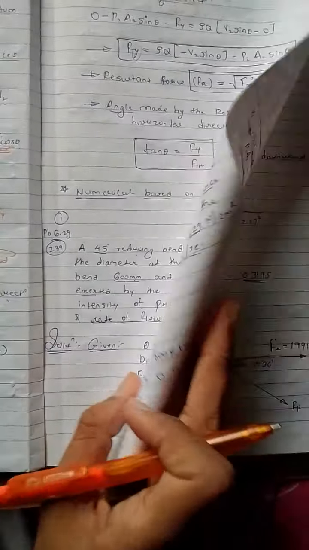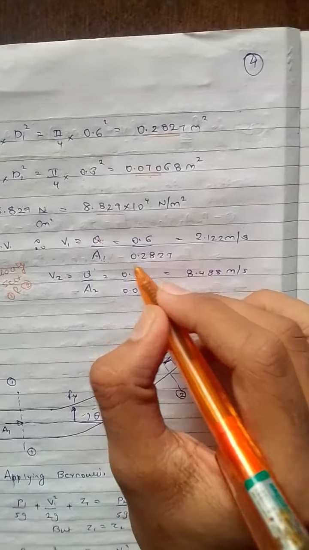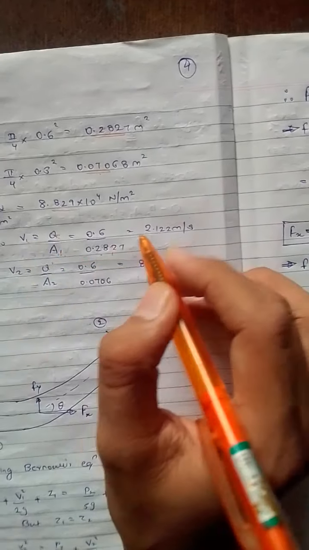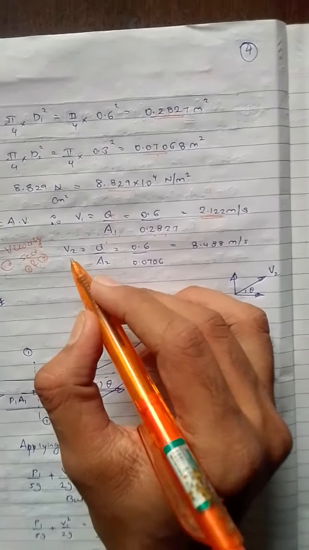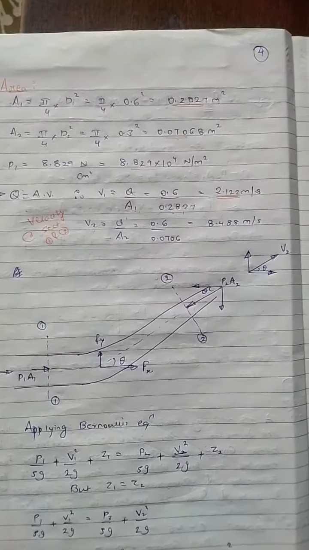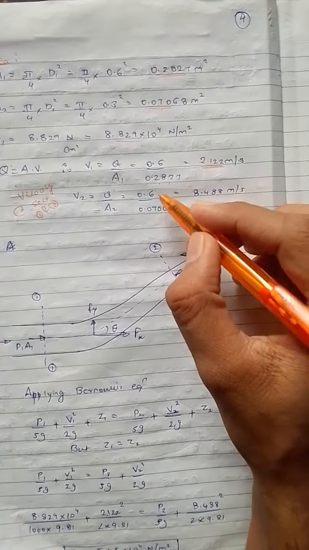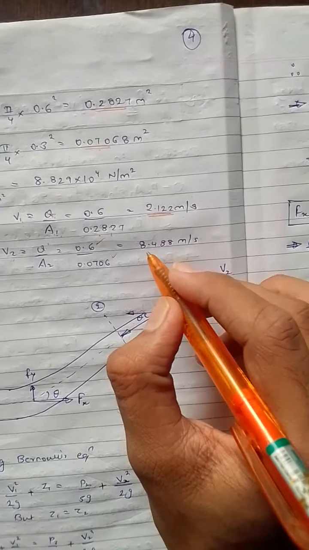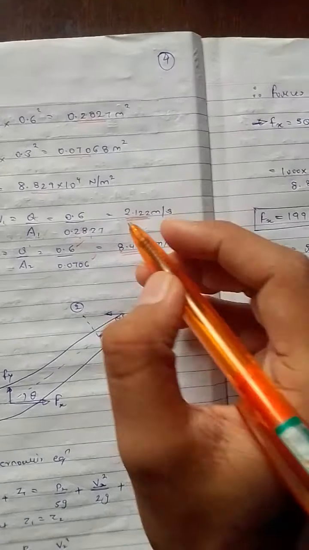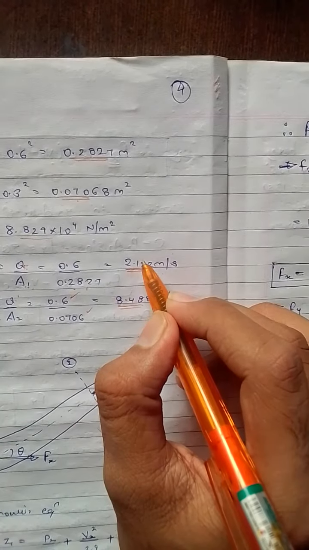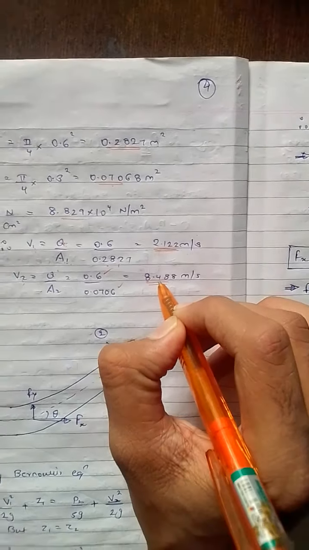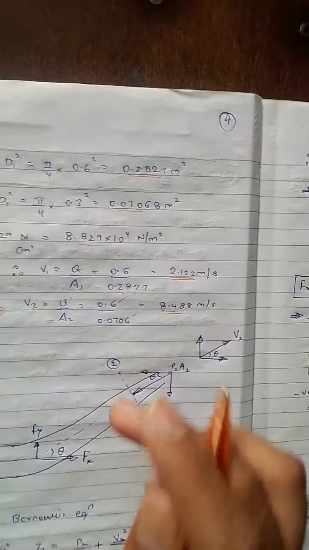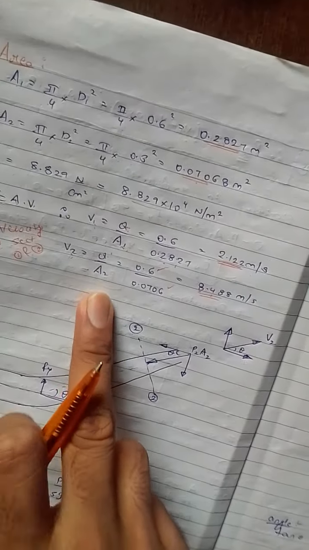Correct? And next A1 equals 0.2827. So we get the velocity at section 1 equals 2.122 meter per second. Similarly for the second section, velocity equals Q by A2. We know Q, we know the area. So we will get velocity equals 8.488. You have to note one thing: the velocity at section 1 is less than the velocity at section 2, and the reason behind that is the diameter of the pipe at 1 is greater than the diameter of the pipe at 2.